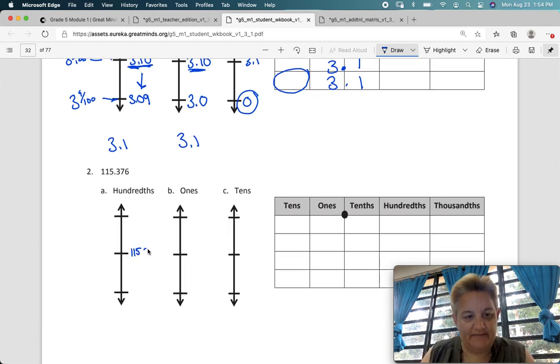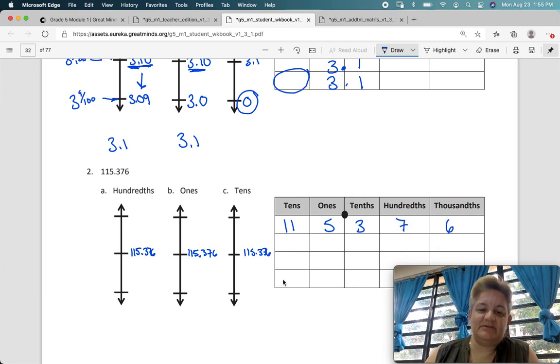Okay, so let's put this in the middle right away. 11, 5, 3, 7, 6. I'm putting that right in the middle. Okay, so how many tens do I have? I have 11 tens, 5 ones, 3 tenths, 7 hundredths, and 6 thousandths.